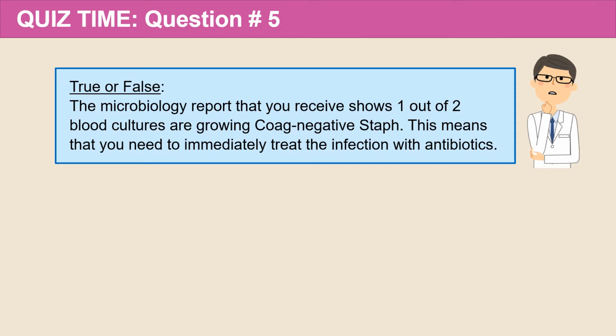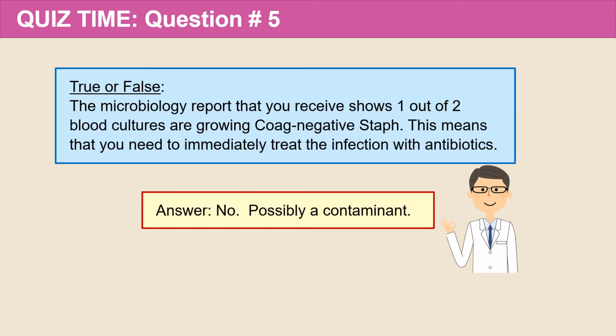Question number 5. True or false? The microbiology report that you received shows 1 out of 2 blood cultures are growing coag-negative staph. This means that you need to immediately treat the infection with antibiotics. The answer is no. You don't need to immediately treat the infection because it might be a contaminant. But what you need to do is look at the patient and see what the severity of the infection is and ask, are antibiotics appropriate for that clinical situation?